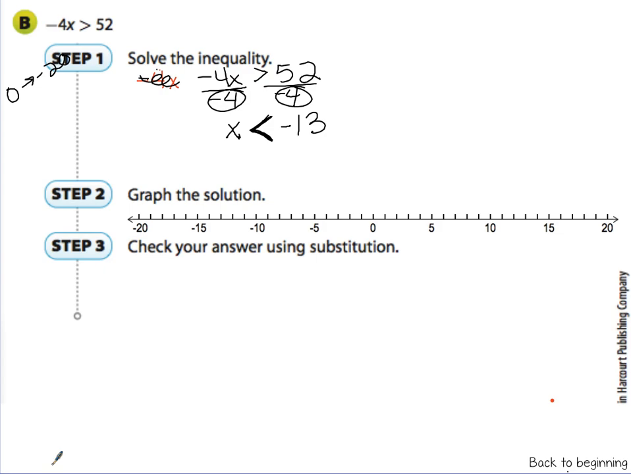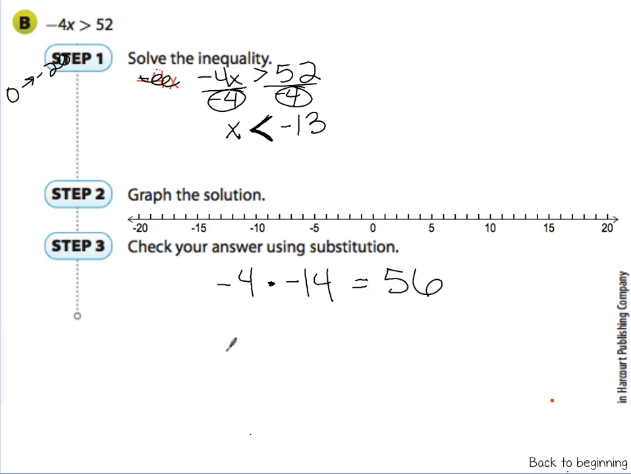So again, let's double check our work. And x has to be less than negative 13. Less than. Can't be equal to, has to be less than. So let's try negative 14. So negative 4 times negative 14. Well, 4 times 10 is 40, and 4 times 4 is 16. 16 plus 40 is 56. A negative times a negative is a positive, so I get 56.